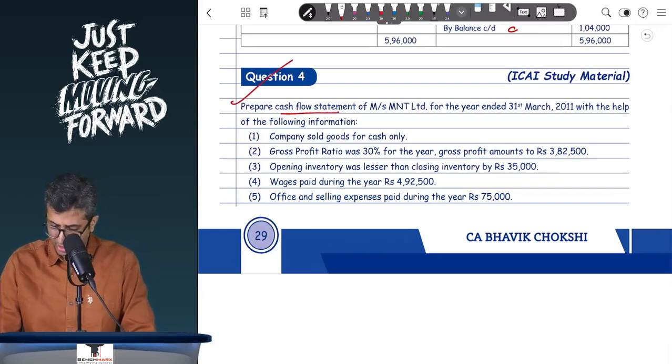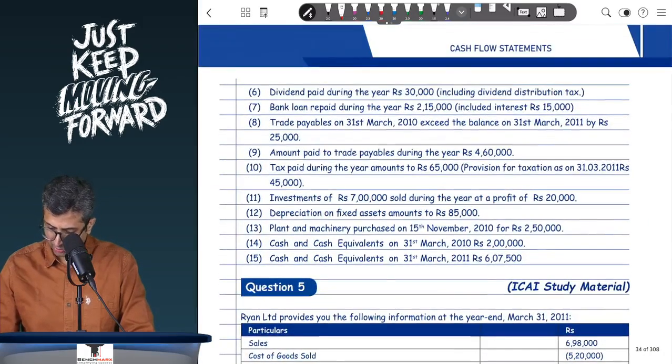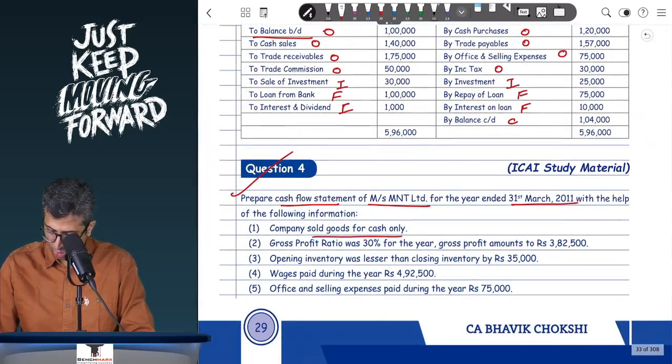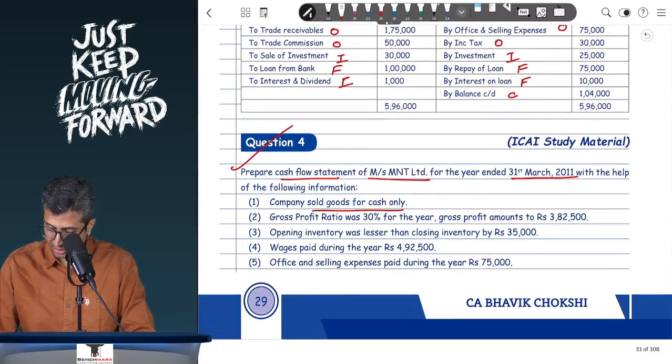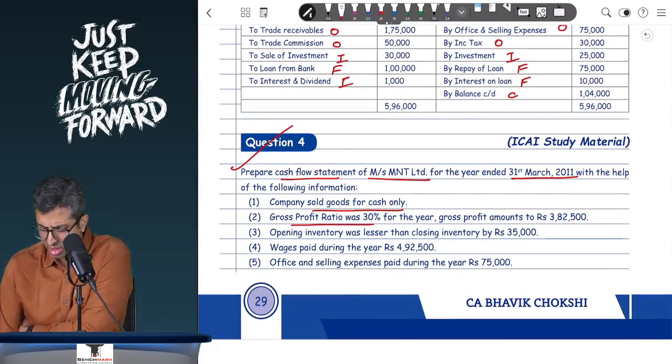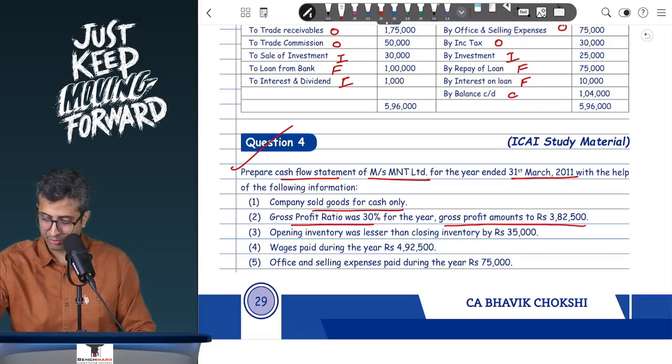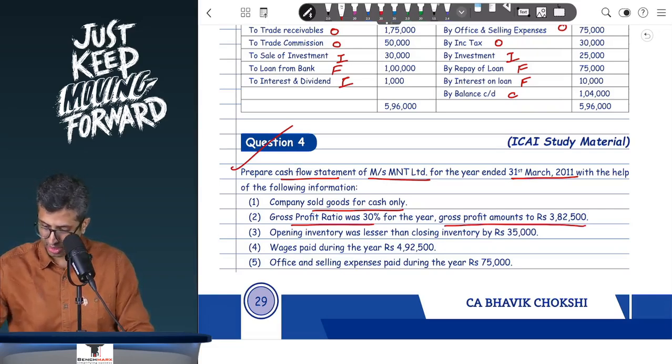Next you have question number 4. Now prepare the cash flow statement for M&T for the year ended 31st March 11 with the help of the following. So you have all of this data. Lastly, you have cash and cash equivalents at 31st March 10 and 31st March 11, so this is opening, this is closing. Now the company sold goods for cash only. Gross profit ratio was 30%. For the year, gross profit amounted to 3,82,500. So if you want to find sales, 3,82,500 divided by 0.3, can I say 12,75,000 will be your sales?